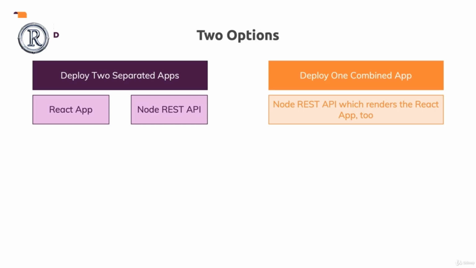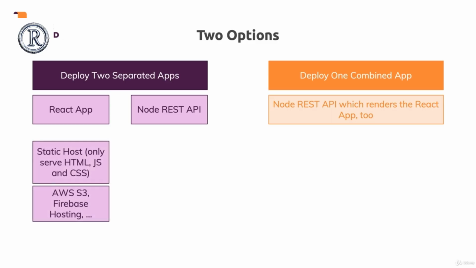Because the React app simply needs a static host, which is why we can deploy it on a separate server, a separate machine. We just need some server which serves our React assets, which is the index.html file, the scripts, and the CSS files statically. No server-side code needs to execute there.